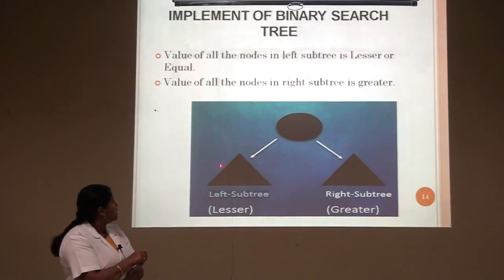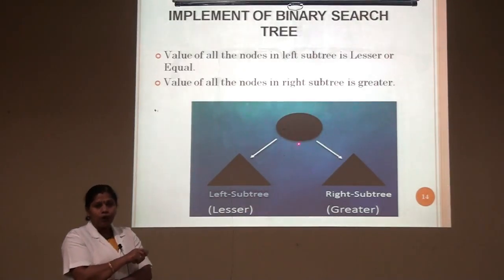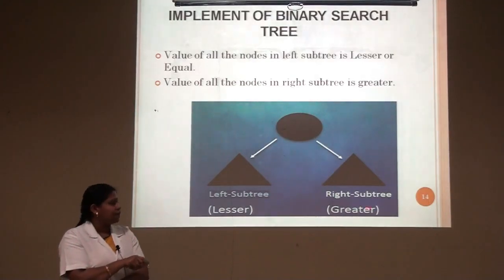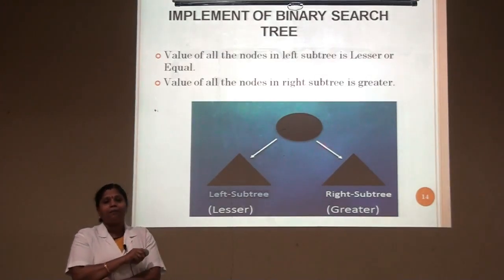For example, in the left subtree, all the nodes have a key value lesser than or equal to the root node, and all the right subtree nodes have a key value higher than the root node. This is the property maintained for constructing a binary search tree.